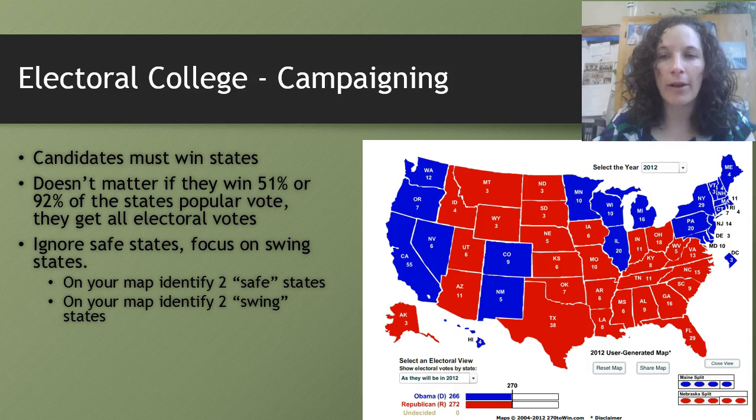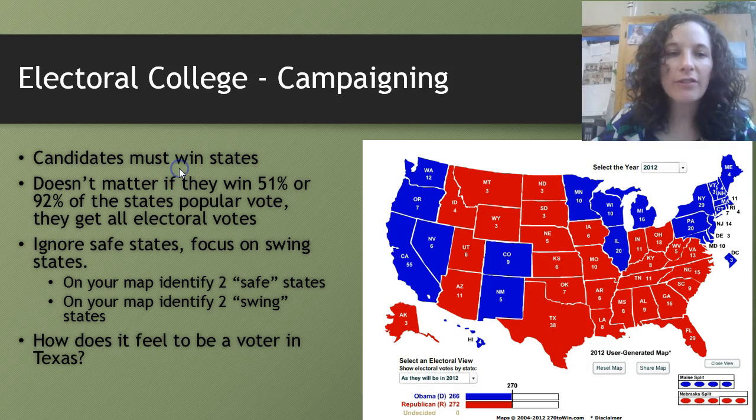And now I want you to think about sort of opportunity cost. If you don't win it, the other candidate wins it. So those are really big ones that you're going to notice candidates campaign in a lot once we've gotten through the primary season. So how does it feel to be a voter in Texas?